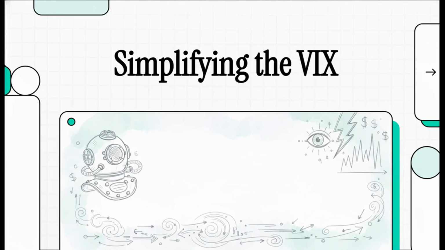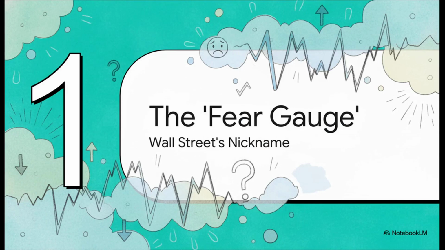You've probably heard this term thrown around, right? Wall Street's fear gauge. Sounds kind of dramatic, doesn't it? I mean, how can one single number possibly measure an emotion as complex as fear, especially in the middle of a chaotic market? Well, that's exactly what we're going to unpack. So let's just dive right in with that nickname, the fear gauge.